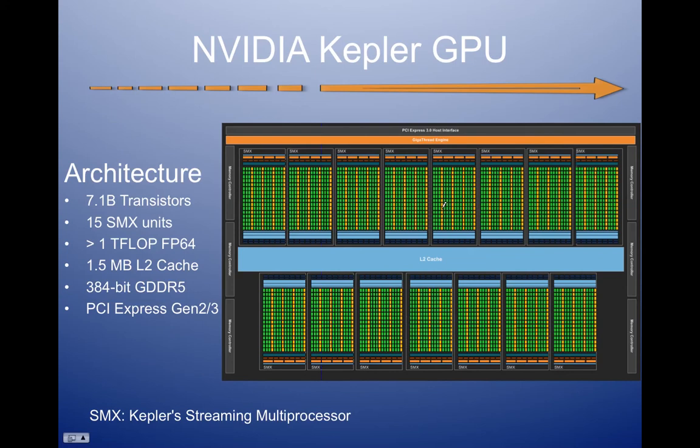So the architecture, for instance, just to illustrate some numbers on GPUs, you have 7 billion transistors, 15 Kepler streaming processors, SMX, and this can deliver more than 1 teraflop double precision per board. It's a huge chip. It's GDDR5 and it's connected with the CPU with PCI Express Gen 2 or 3.